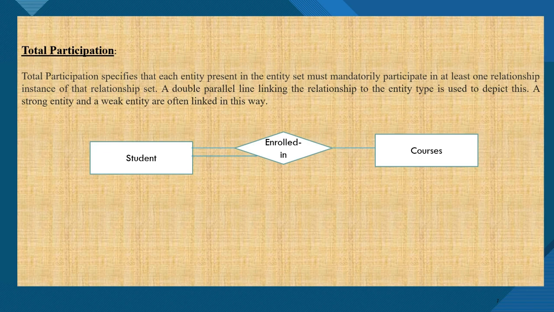Here, the double line shows the total participation. In this example, student enrolled in courses, student is the entity and enrolled in is the relationship. The double line between this entity set and relationship is considered total participation. Here, if we go to take an admission, we must be enrolled in one course, so this is called total participation.